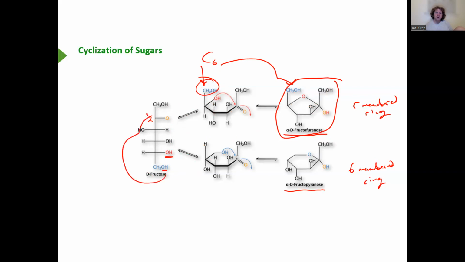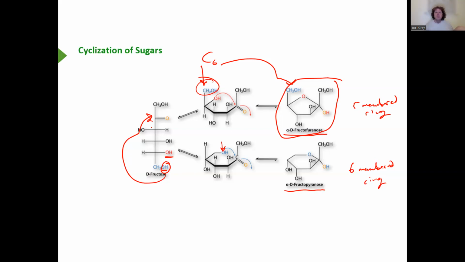that's reacting with carbon number 2 on our main chain there. So this right here is the OH that I've circled. That's the biggest difference between forming a 5 or a 6-membered ring. Which is the hydroxide group that is acting as our nucleophile? Is it from carbon number 5 or carbon number 6? When we're forming a 5-membered ring, it is the hydroxide group on carbon number 5. When we're forming a 6-membered ring, it's the hydroxide group on carbon number 6.